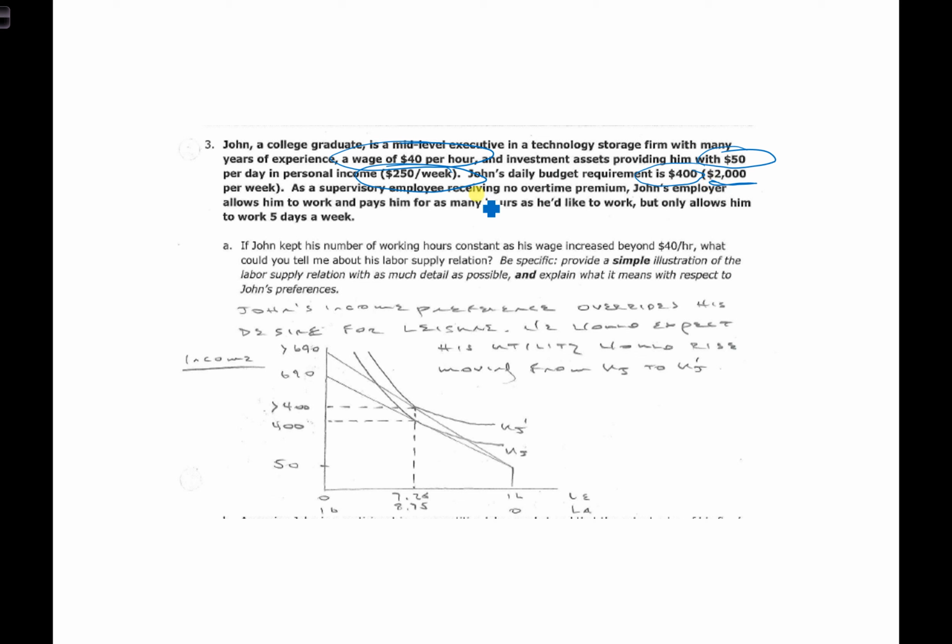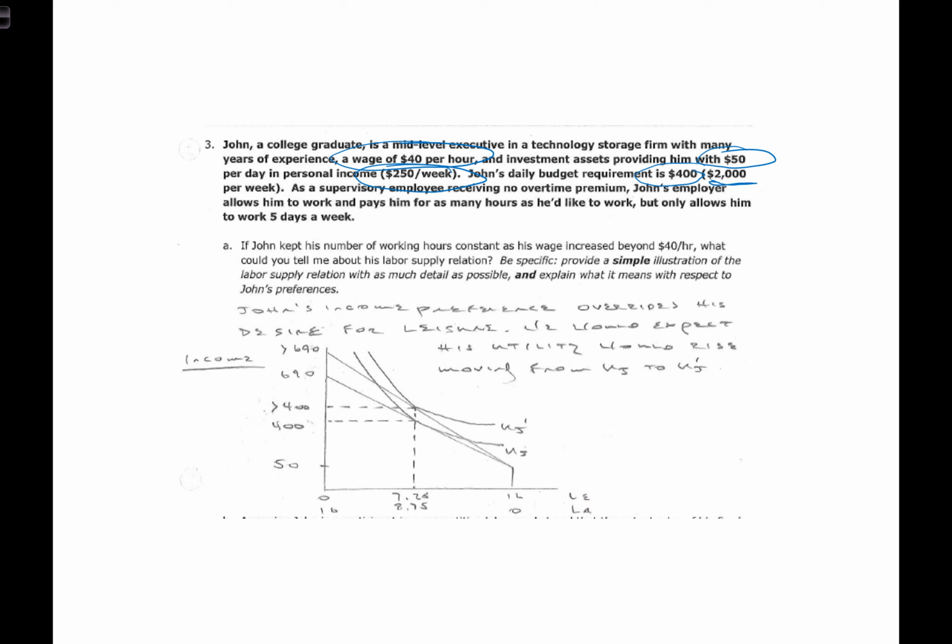And he's a supervisory employee. He doesn't get any overtime, so you're not going to observe an overtime kink in his budget curve. His employer lets him work and pays him for as many hours as he'd like to work, but only allows him to work 5 days a week. I said that so that we can constrain this model to something that's reasonable for you to fill out.